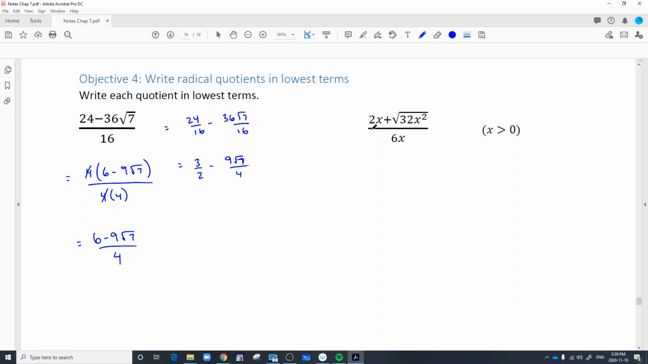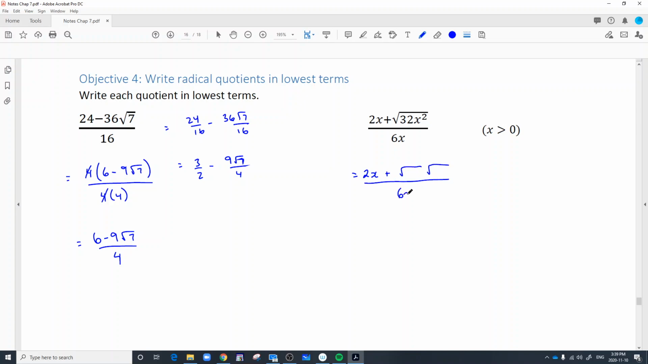Moving on to the next one. When I look at this one, I can't simplify the 2x and the 6x because I have to see if there's something that can come out of the second term as well. In order to determine that, I just want to simplify it. So we're going to simplify the radical first. So you've got 2x, and then I'm going to split that radical up.